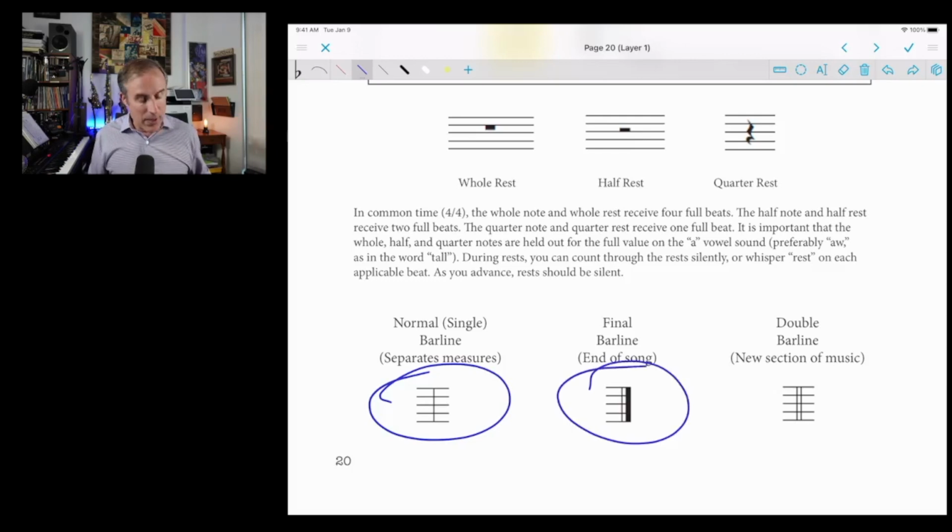A final bar line is the one that's used at the end of a song, or in these cases, the end of our exercises. So at the last measure, you'll notice that there'll be a final bar line there. The double bar line is representative of a new section of music. Maybe there's a new time signature, maybe there's a new key signature. Anything that's new in the music, a double bar line will be used. We won't see these until later in the book, but it's introduced here.